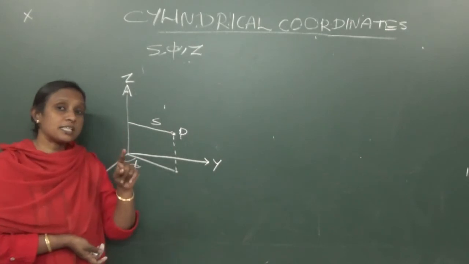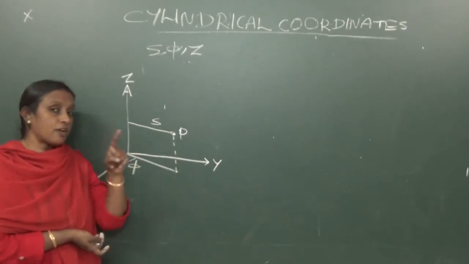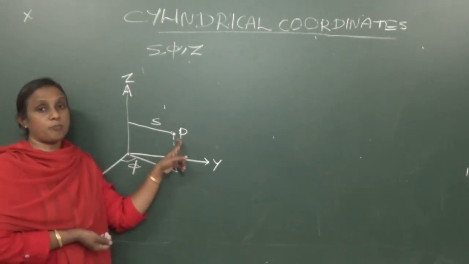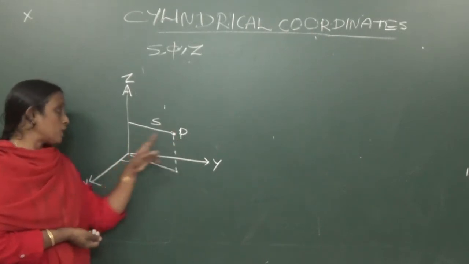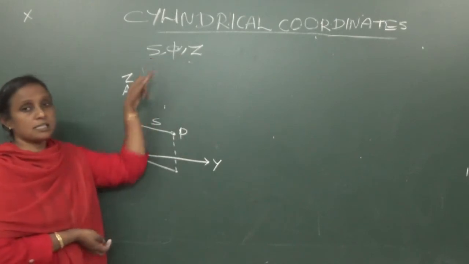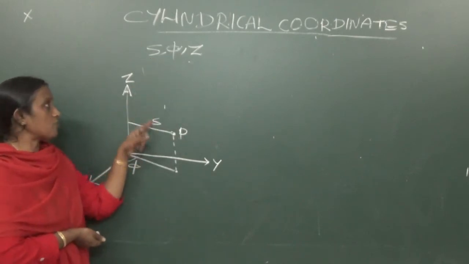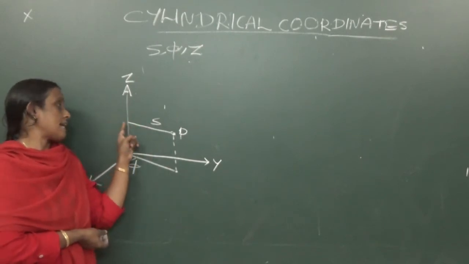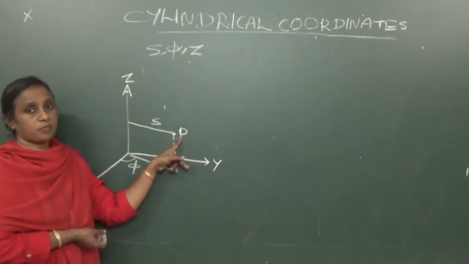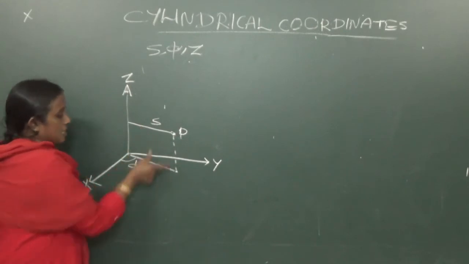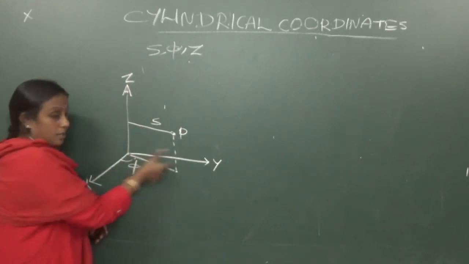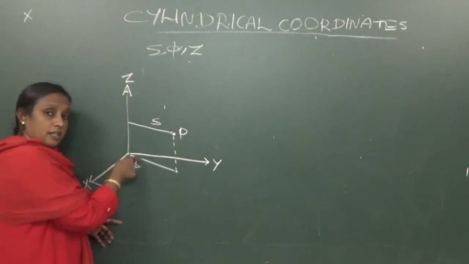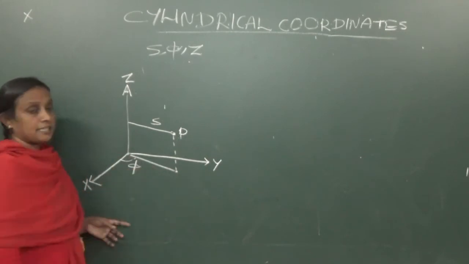In the spherical system, we define the variable such that it is the distance from the origin to the point P, the position vector. But this time in the cylindrical coordinate system, the first variable S is the distance from the z-axis to point P. The same distance is obtained here also, in this plane. So phi is the angle between the X and S axis.